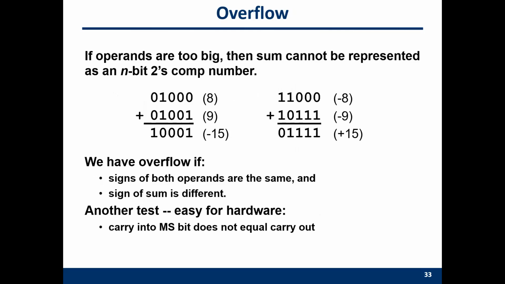Then we have the overflow problem. The overflow problem means that when you try to sum 2 positive numbers, the result can be negative. This is what will happen in the first example. Positive 8 plus positive 9. In this particular example, the result is negative 15. Why is it negative? Because the most significant bit here is a 1. So the result is a negative number.